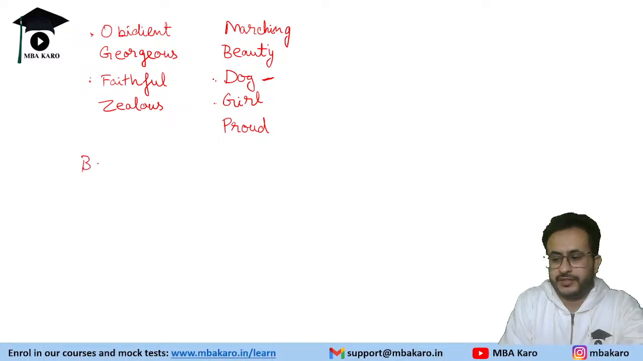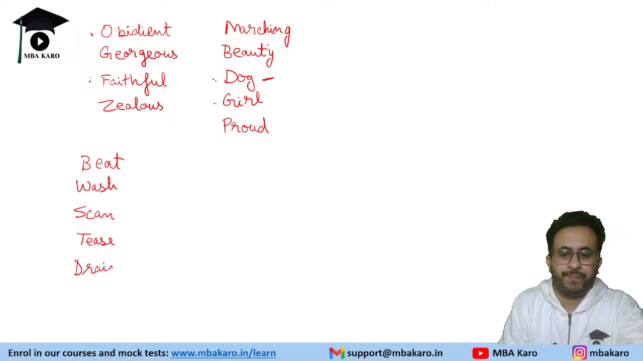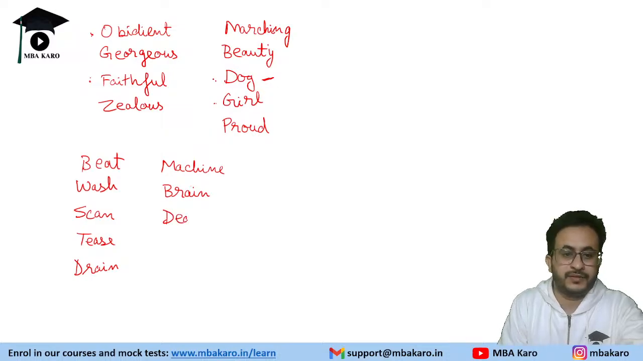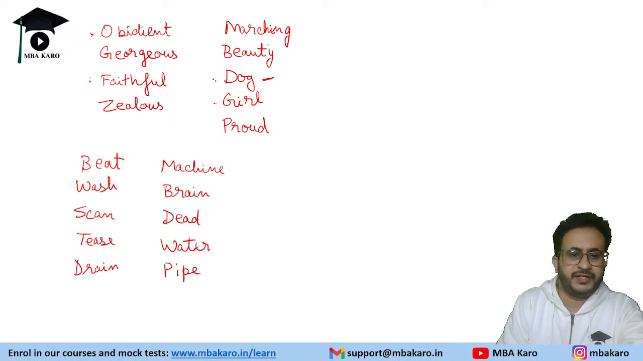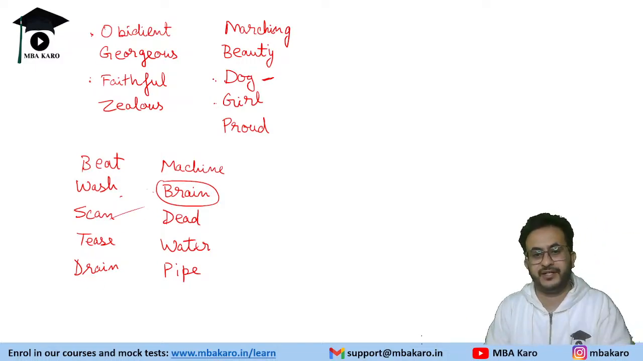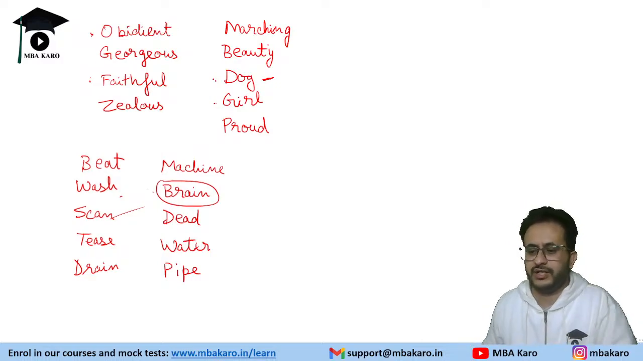Then there was another question on beat, wash, can, tease, drain, and there was machine, brain, dead, water, pipe. I picked brain as the answer to this because beating the brain, brainwashing, brain scan, brain teaser, brain drain. So I felt that could be brain, very likely. Again, the answers to these are not known. They do not release the response sheet. But that's what I marked.